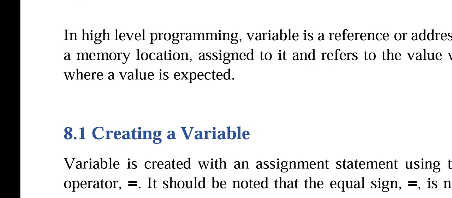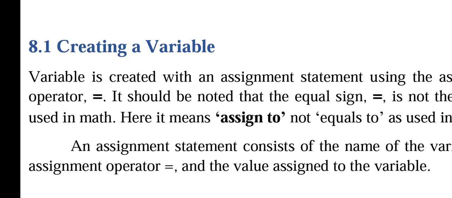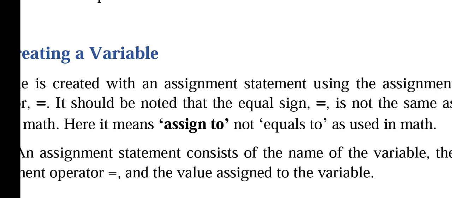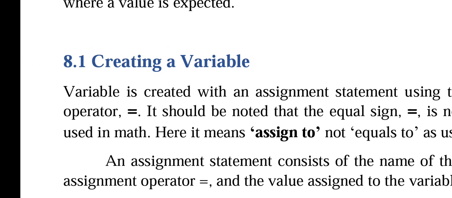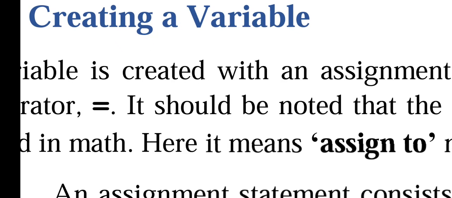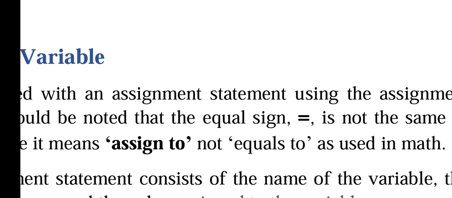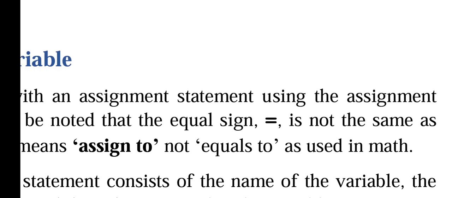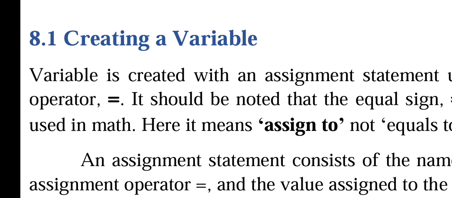So let's look at how we can create a variable. A variable is created with a statement known as an assignment statement, using the assignment operator. This is an addition to the list of all operators we know in Python programming. The assignment operator is represented with the equal sign. It should be noted that the equal sign here is not the same as used in math. In math, it means equals to.